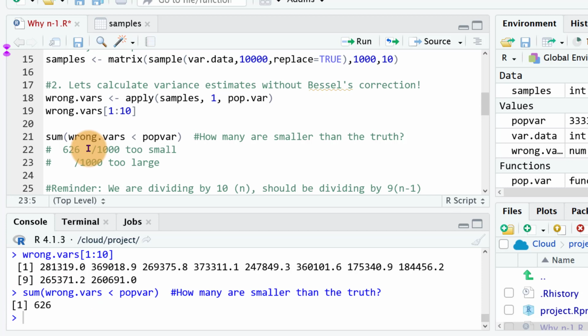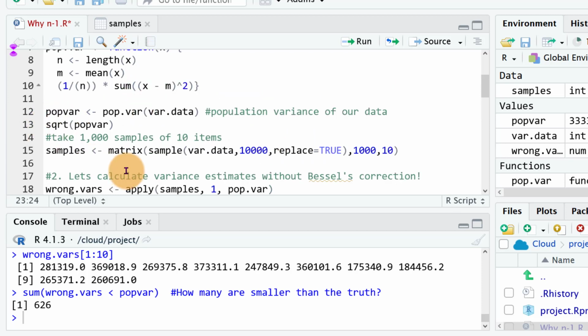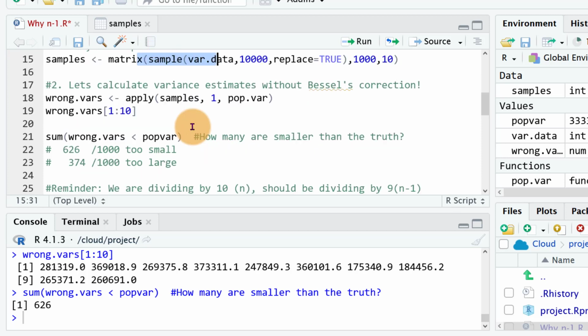That means that the other 374 are too large. Now don't panic if your results are a little different from mine. Because we are taking random samples here, your results are going to be a little different from mine, but they're going to be pretty close. What you're going to find is that the majority of those estimates are too low. It's probably going to be around 60 to 65% of your estimates are too low, kind of similar to what I found here. And only 374, so 37.4%, are too big.